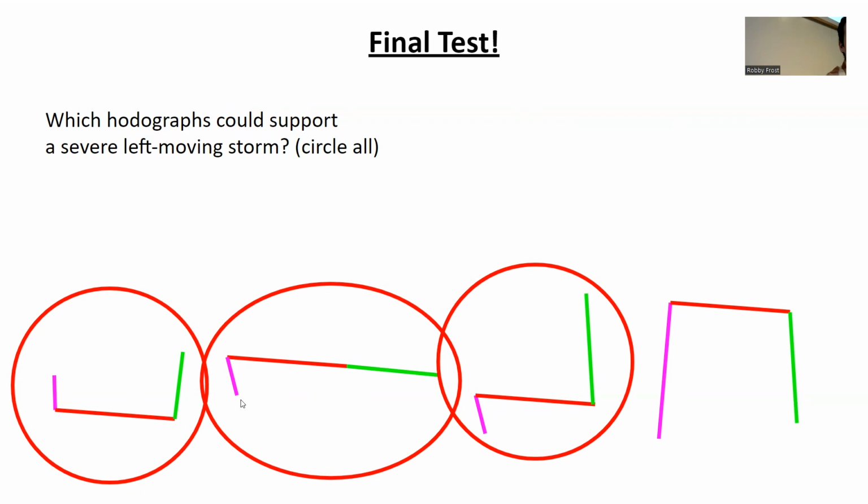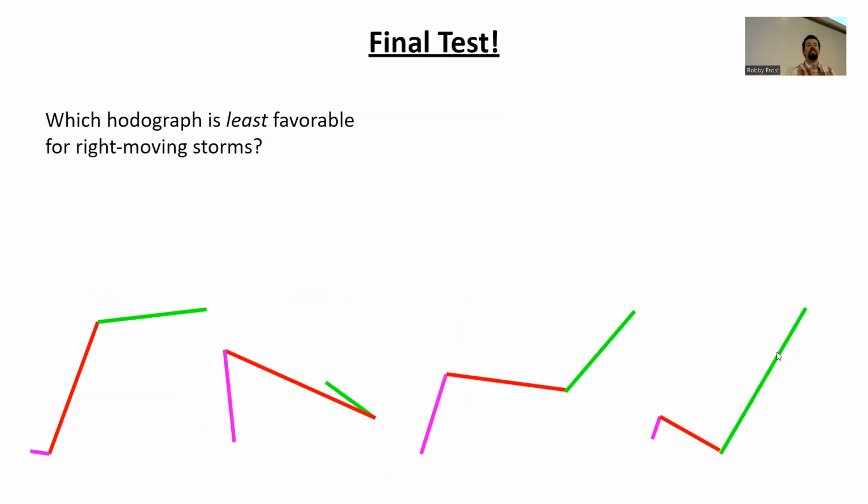And so this does actually surprise a lot of folks, especially with hodographs like this one. But just because you have that little bit of curvature here, you can still get some raging left movers with this. This is probably most favorable, and this one probably coming in second. The fact of the matter is, you probably are not going to see many left movers, especially not severe left movers, with this hodograph here. Now, a little bit trickier. Which hodograph is least favorable for right-moving storms?